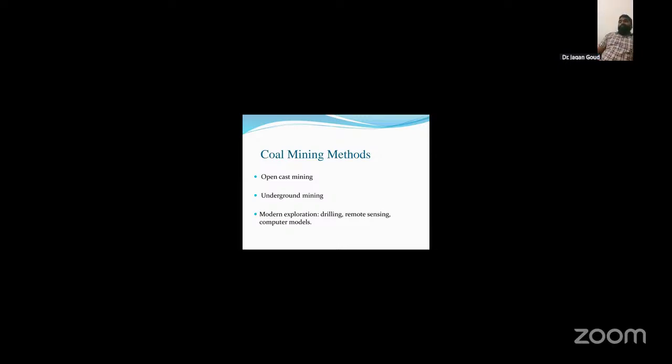Okay, the second one is underground mining. In underground mining, it is used when coal seams are deep below the surface. Sometimes coal is not available in the surface layers of the earth.